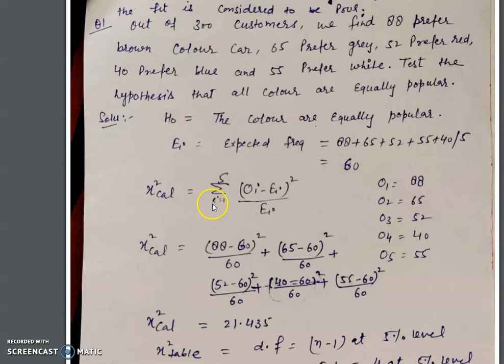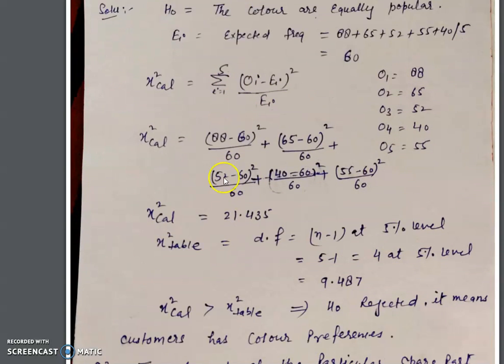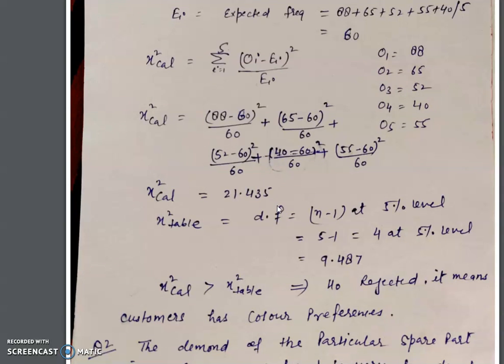Now what is the chi-square test? Chi-square is sigma i equal to 1 to 5, because we have 5 observed frequencies, that's why i goes 1 to 5, of (Oi minus Ei) whole square upon Ei. We can write the values in the same way: Oi 88, Ei 60, so (88 minus 60) whole square upon 60, and the same for the other values. By calculation, the chi-square calculated value is 21.435.